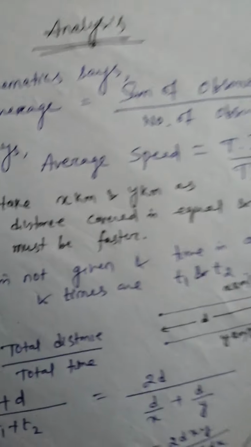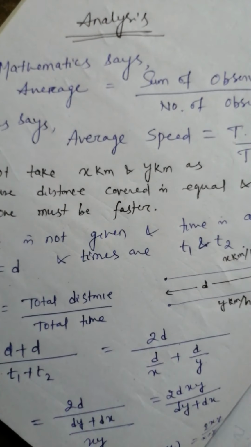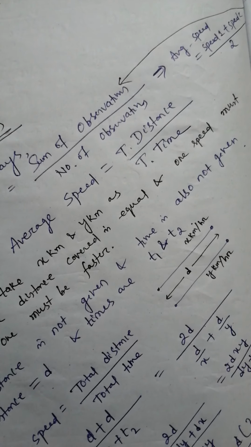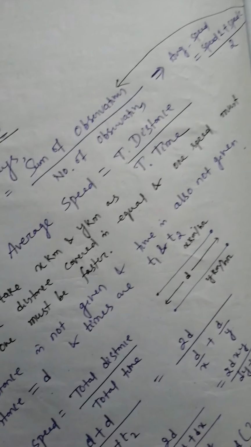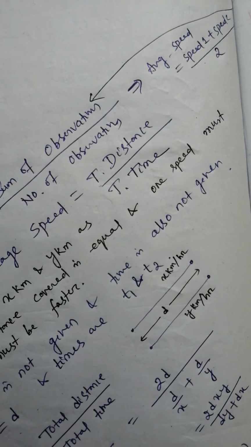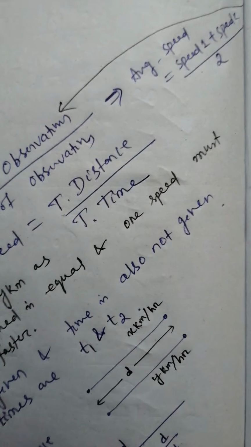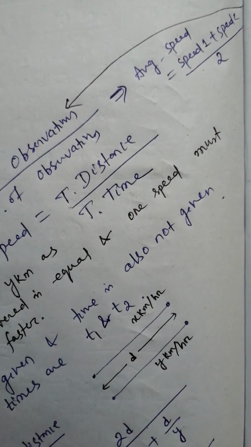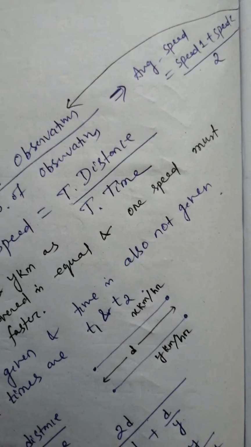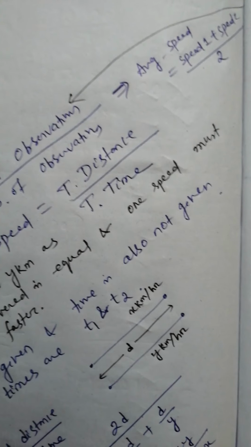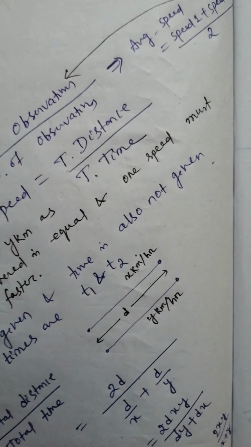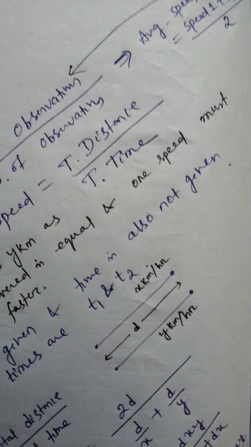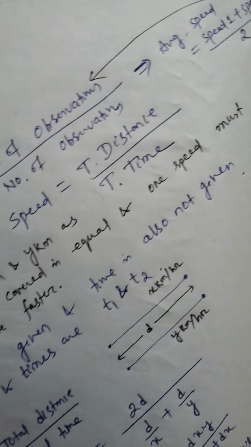So, the analysis is like this. We know that mathematics says average equal to sum of the observations divided by number of observations, right? So, if I follow that, I must say here that average speed must be speed 1 plus speed 2 divided by 2. That means the average speed must be x plus y by 2 km per hour. But this will not be correct.